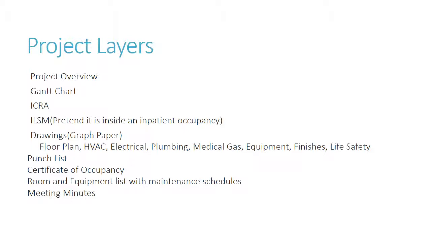A punch list, certificate of occupancy, room and equipment list with maintenance schedules, and meeting minutes. So that's the layers we're going to have, and now we're going to go over those a little bit more in detail here one by one.